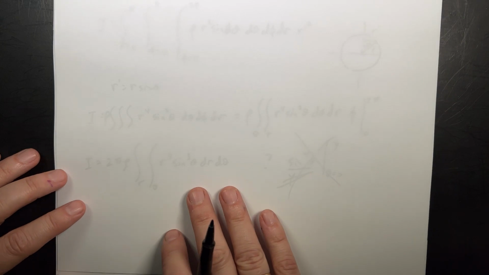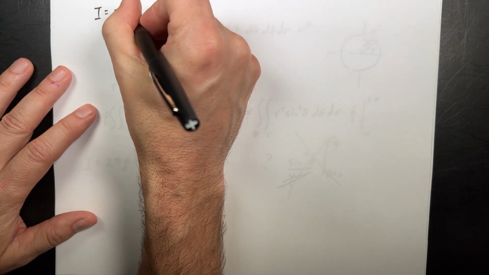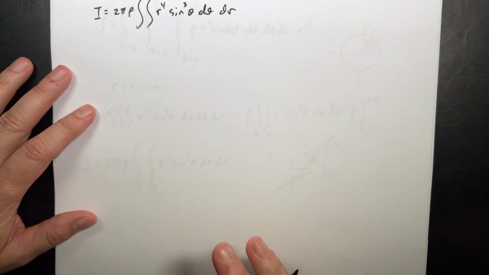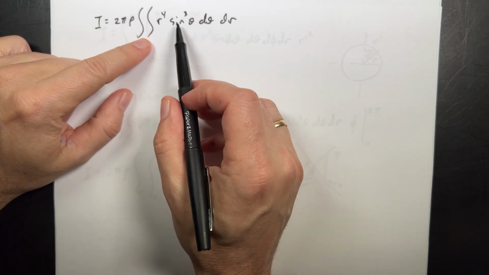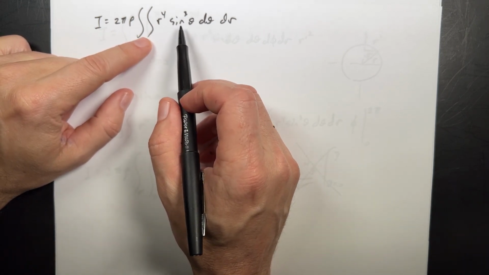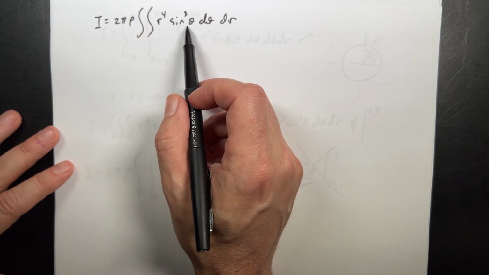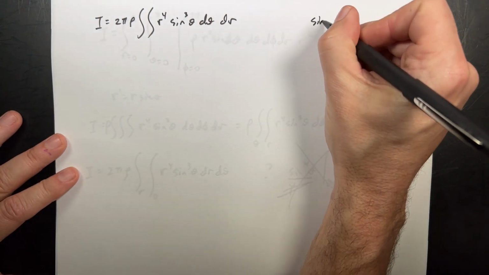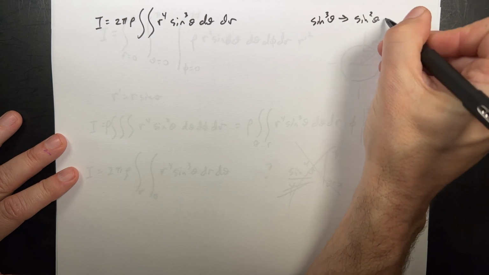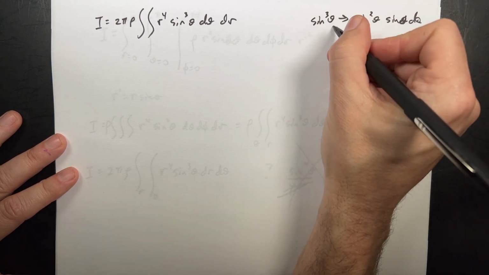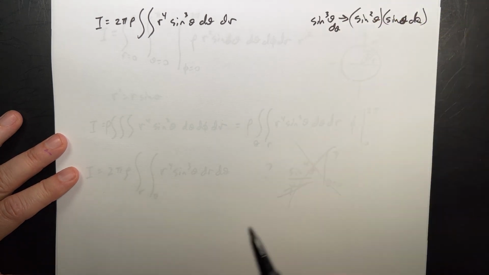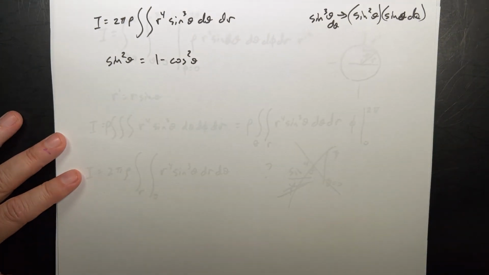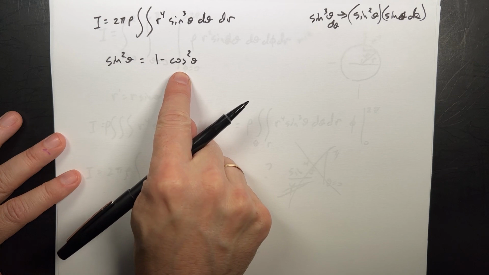And so that means I need to start a new sheet of paper. So let's write up here where we have I equals 2 pi rho double integral r to the fourth sine cubed theta d theta dr. I switched the order up just for fun. So I need to do something that I can do here. And the trick is to know that if I take the derivative of cosine theta, I would get negative sine theta d theta. So I'm actually going to write this sine cubed theta as sine squared theta times sine theta d theta. So I just broke that into two pieces. Now I can write sine squared theta is equal to 1 minus cosine squared theta. Do you like that? So we know that cosine squared plus sine squared is 1, so I can write sine squared as this.